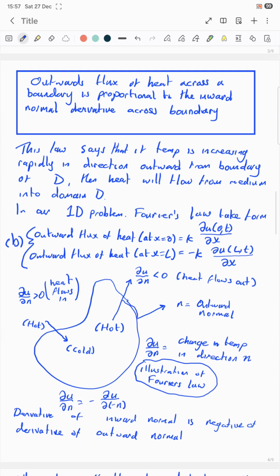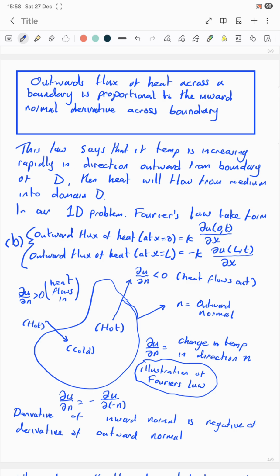I've put in a box here: the outward flux of heat across a boundary is proportional to the inward normal derivative across the boundary. Now this law says that if the temperature keeps increasing rapidly in the direction outward from the boundary of the domain D, then heat will flow from the medium into the domain D.